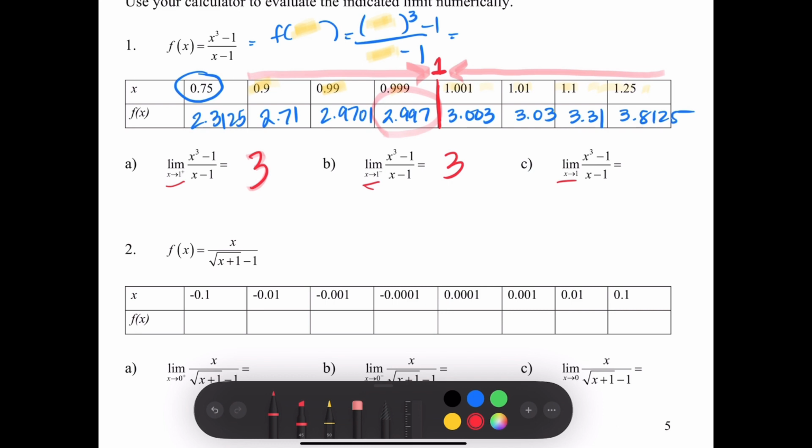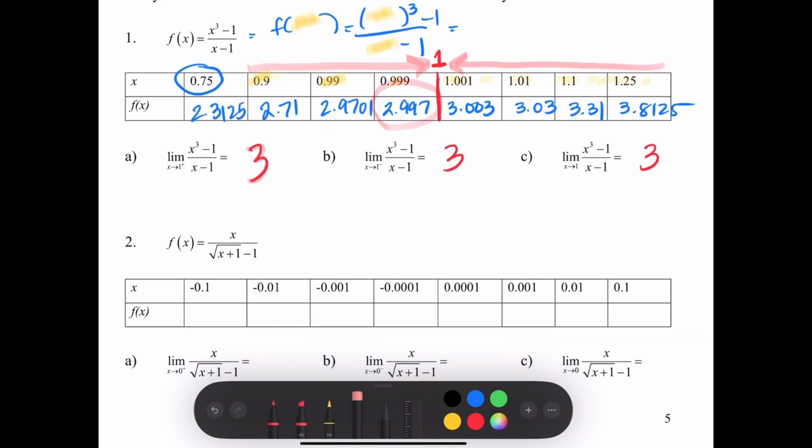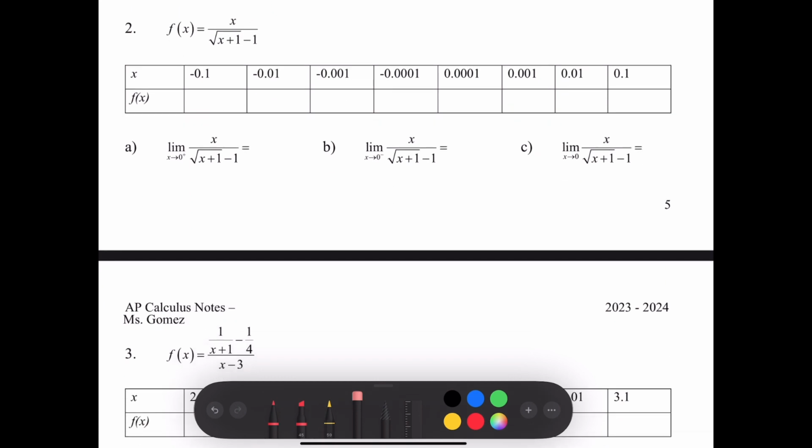And I can see from the left and from the right side, they match. And so it's safe to say numerically that the limit of the function as x approaches 1 is 3. Okay? Moving on. So same thing you would do here. You would take your x value, plug it in, and then plug this whole thing into a calculator.